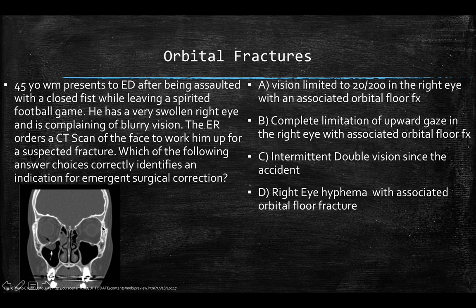So looking at the CT scan, we see a right orbital floor fracture involving the maxillary sinus, and we see a little bit of herniation of fat tissue. We're given some choices here. So pause the video, review the answers, and come up with the best selection you think.